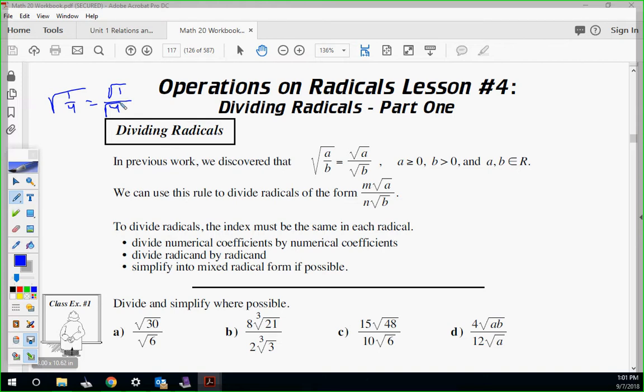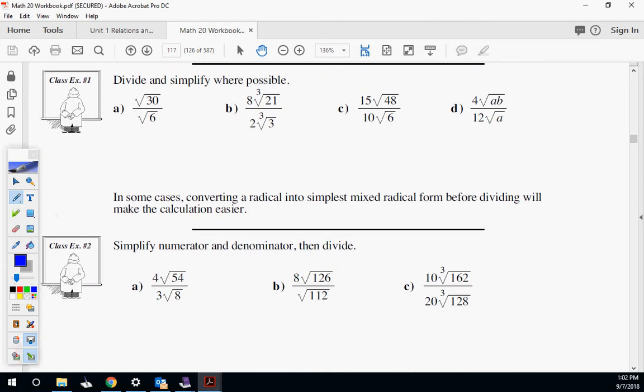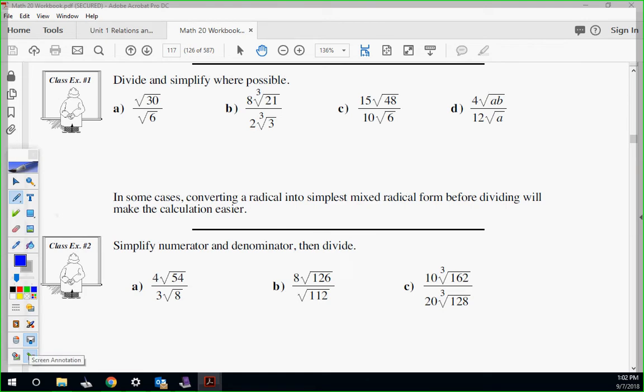Let's look at this first set of examples, very straightforward. What is root 30 divided by root 6? Root 5. Make sure the root is still there. The root doesn't cancel. Now this one, you're going to go 8 divided by 2 for the 4, 21 divided by 3 for the 7, and then don't forget your cube root. That's just simple division there.